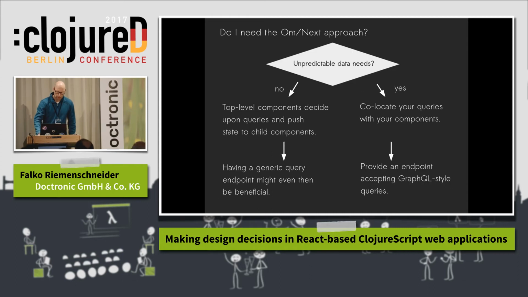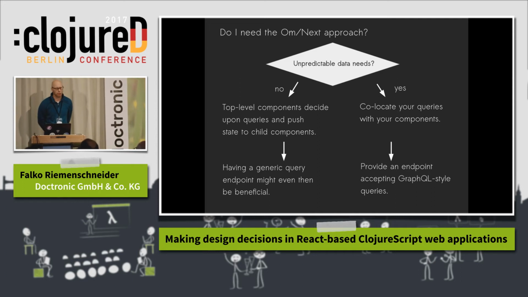So I would recommend that you first make up your minds before you start picking any React library if unpredictable data needs is actually a problem that you have. So in many simple forms over data applications, like what we, for example, do at Doctronic, there is a great chance that your top-level components can very well decide where they have to get the data from, and then they push the data just down the component tree, and everything is fine.